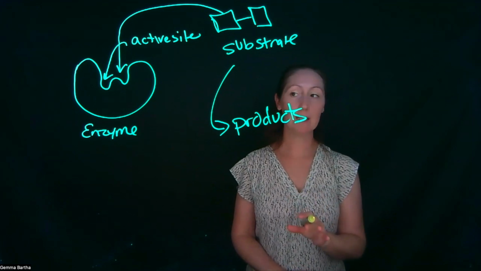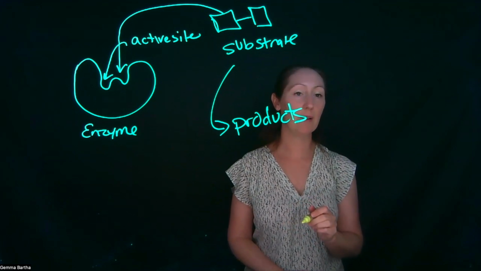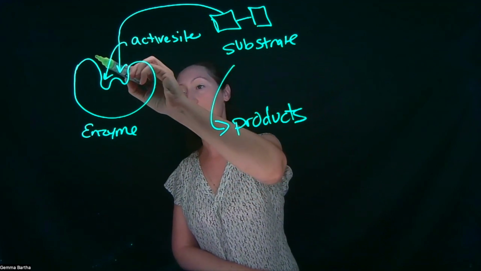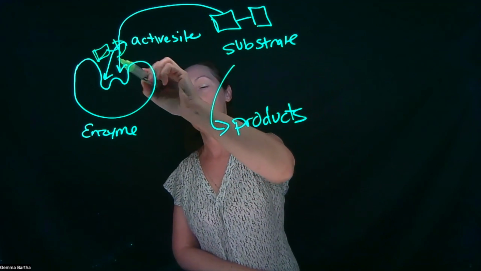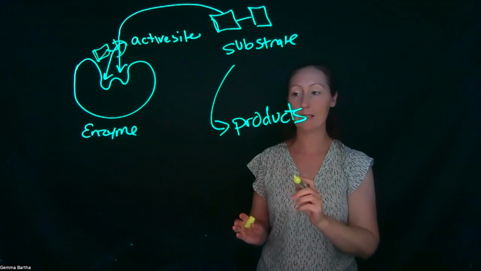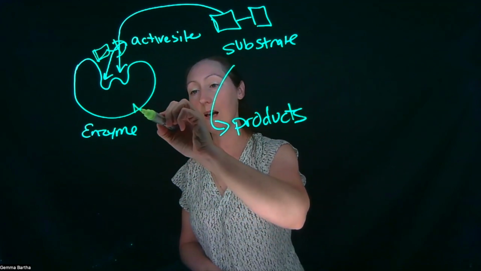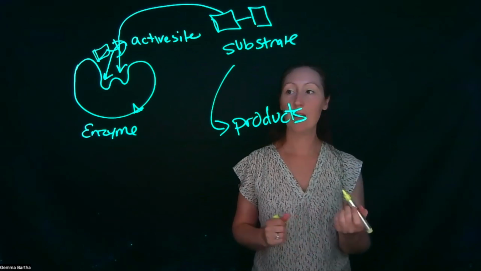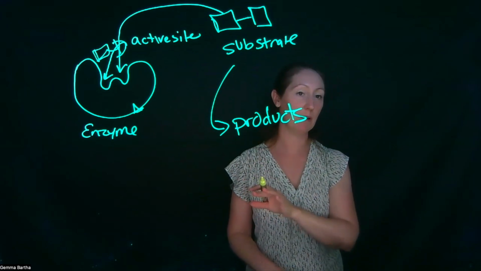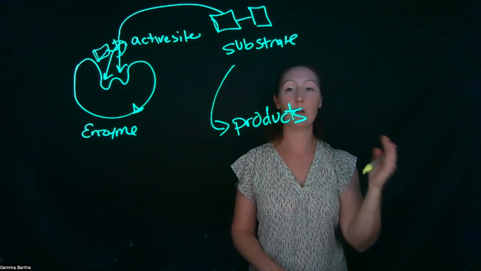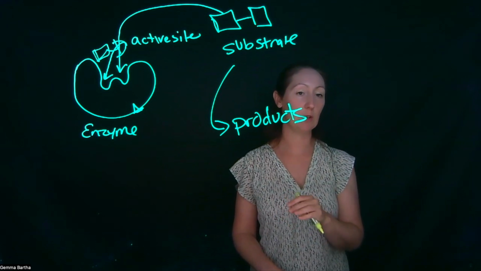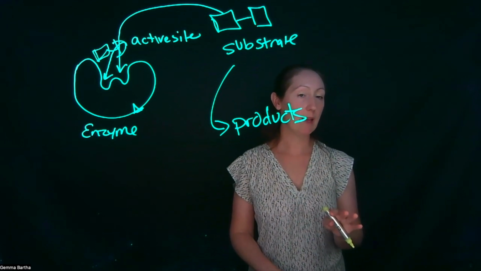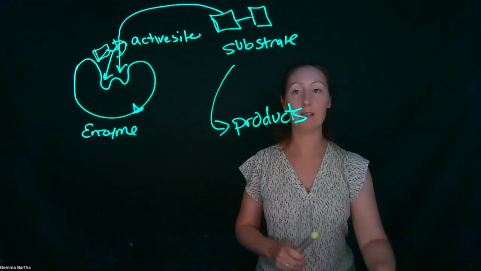In some instances, you could have inhibitors that would either sit here and block the active site, or you can have an inhibitor that is on the outside of the enzyme, which changes the shape of your active site and no longer allows the substrate to bind. Something else that I want to talk about with enzymes is optimal conditions.